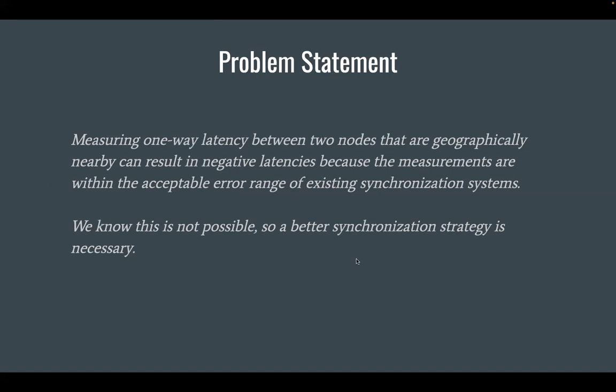So the problem statement. This one I'll read word for word. Measuring one-way latency between two nodes that are geographically nearby can result in negative latencies because the measurements are within the acceptable error range of existing synchronization systems. Clearly, we know that negative latencies are not possible, or even zero latencies are not possible. So a better synchronization strategy is necessary.